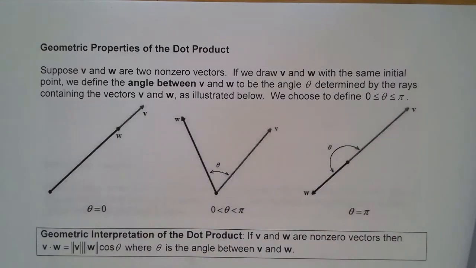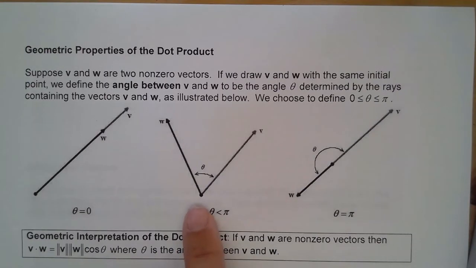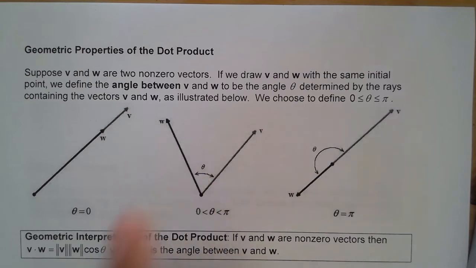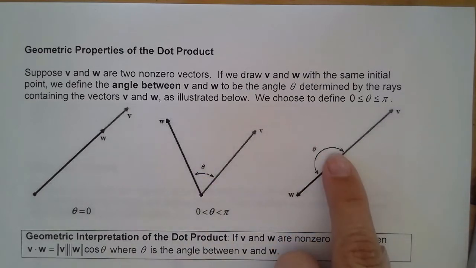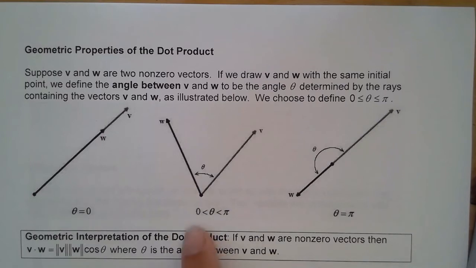As you can see, in the first case there is no theta, it's 0, because they start at the same point and go in the same direction. Of course, the magnitudes are different, but they are in the same direction, so theta is 0. Here, the initial point is the same but they go in different directions, and the opposite direction would be 180 degrees or pi. Anything in between is between 0 and pi.